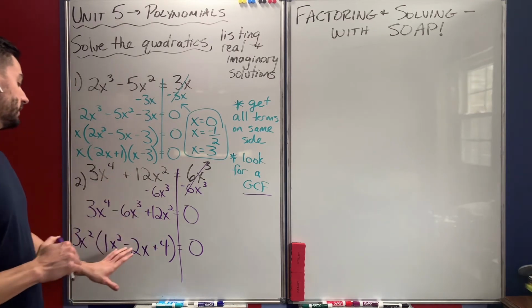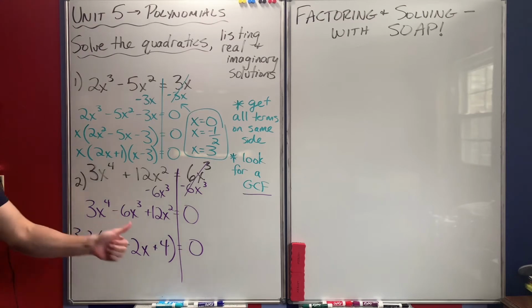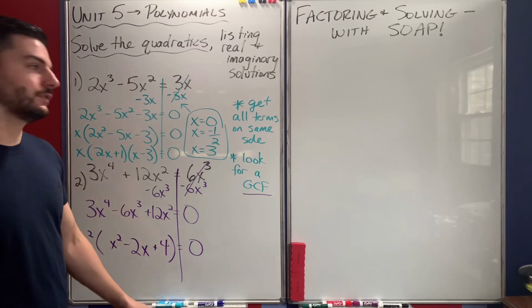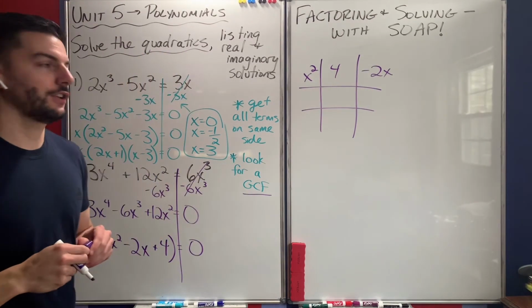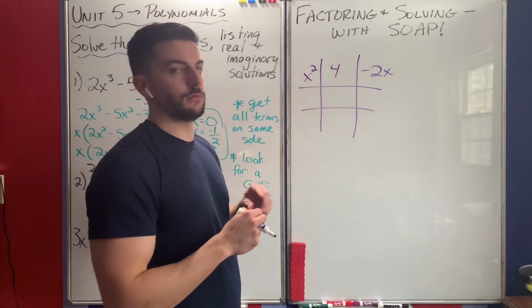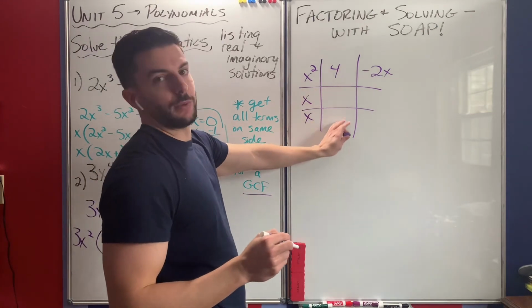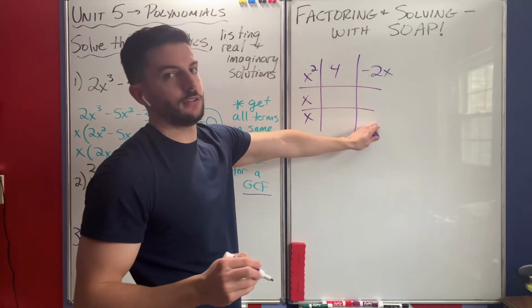Now, when you look at this remaining group, this x squared, I wrote 1x squared, but you don't really need the 1. So x squared minus 2x plus 4. If you tried to factor this and answer the question of what multiplies to get 4, because this is going to be x times x here, but what multiplies to get positive 4 but adds to get negative 2, that doesn't work.